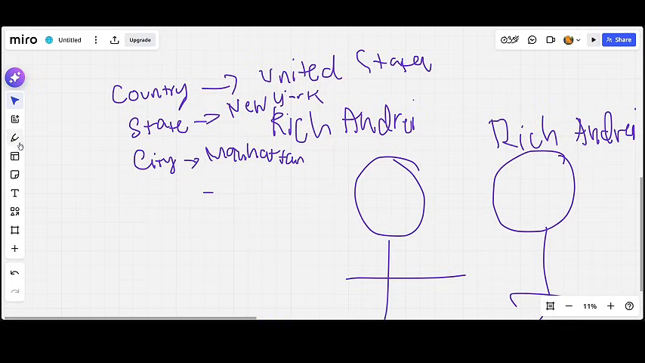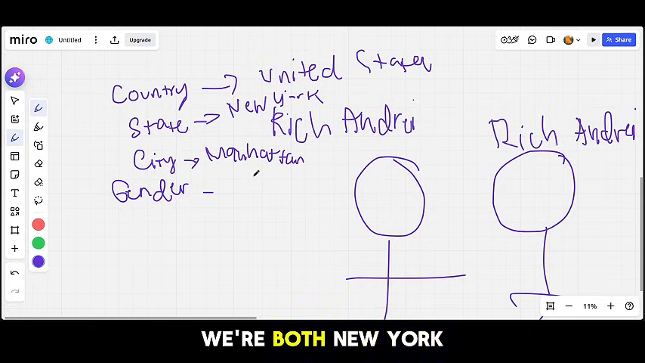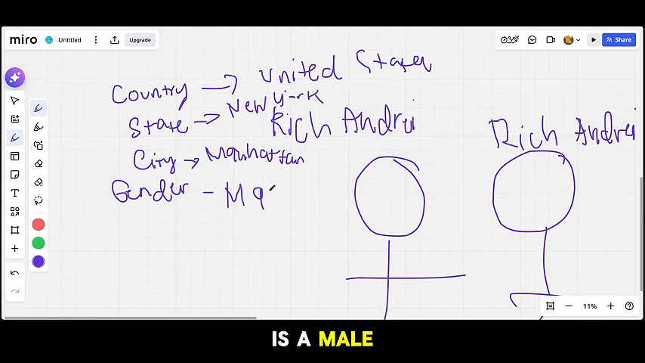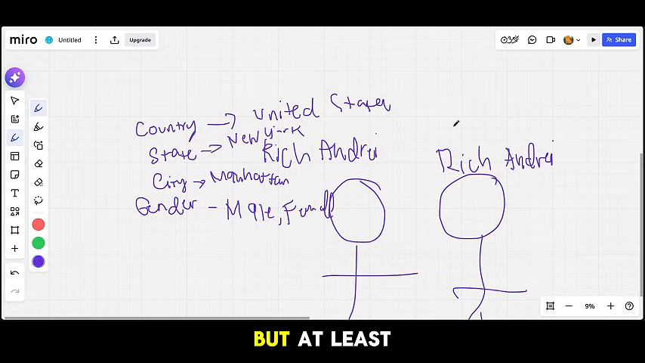Okay, let's just replace name with gender. So we're both from the United States, both from New York, and both from the city of Manhattan. We both have the same name, Rich Andre, but our genders aren't the same. The first Rich Andre is male, and the second is female. So that is what Pauli's exclusion principle is. You can have all the same quantum numbers, but at least one has to be different.